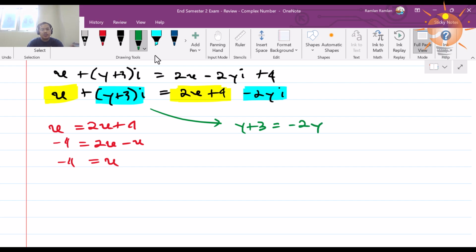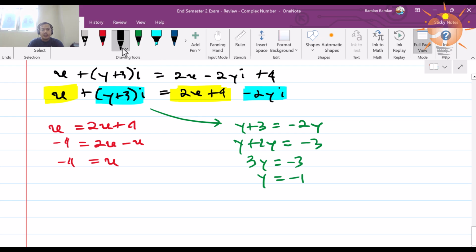I'm going to add 2y to both sides, so y plus 2y, and subtract 3 from both sides, and you'll get something like this. So it's like this going this way, and then this going that way. And then y plus 2y is just 3y, and this is negative 3. Then divide both sides by 3, you get negative 1.